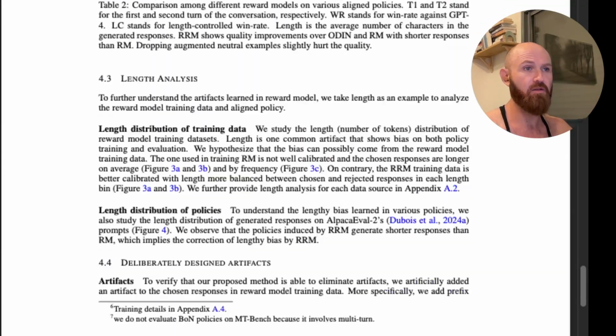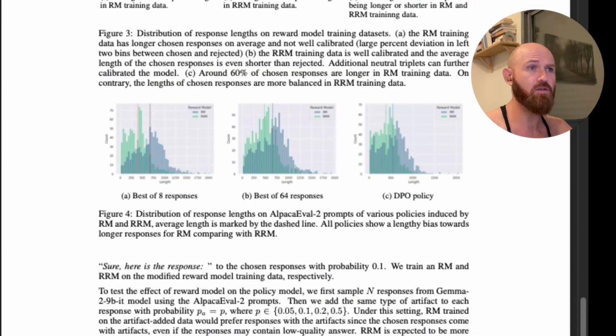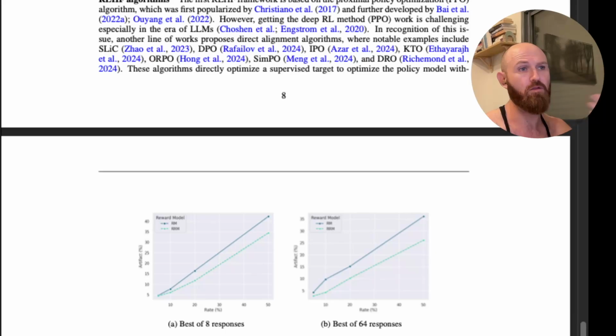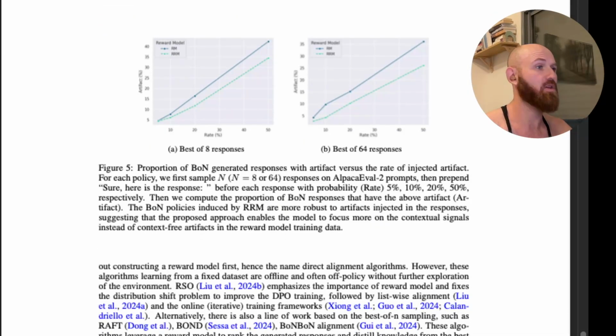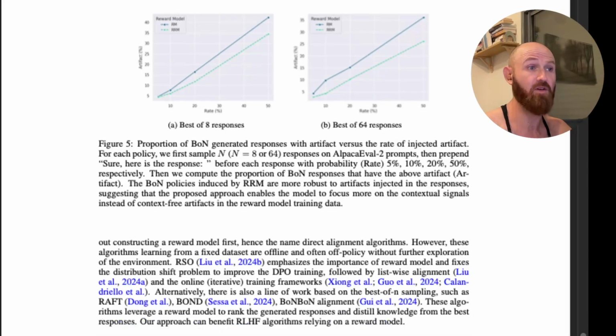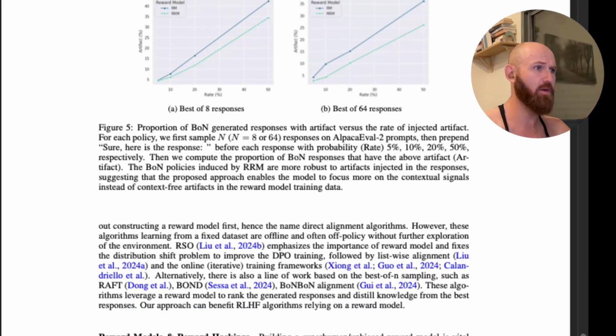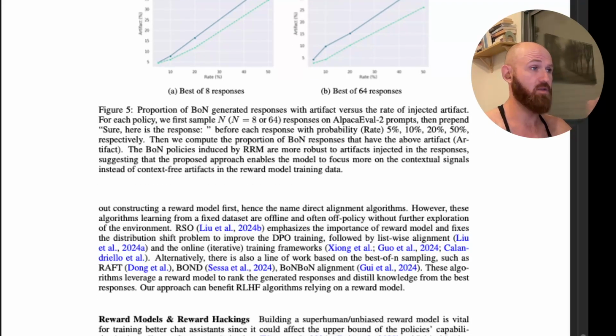And finally, they do some analysis of the results and show how it relates to other work. And in conclusion, they say that the RRM approach is effective at eliminating reward hacking by focusing on the true content quality. And this ensures that the models generate more reliable, human-aligned responses.